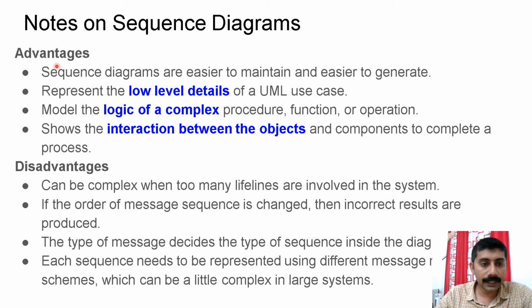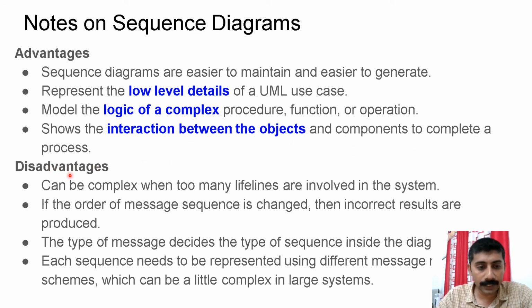Let us see the advantages. Sequence diagrams are easier to maintain and easier to generate. Using tools like StarUML, you can easily draw sequence diagrams. It represents the low-level details of a UML use case. It is useful to model the logic of a complex procedure, function, or operation. It shows the interaction between the objects and components to complete a process.